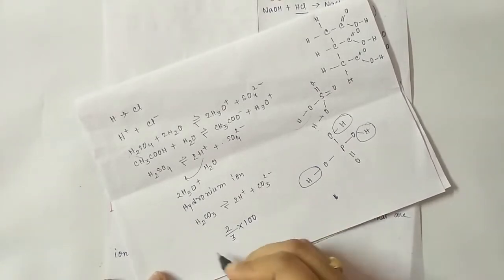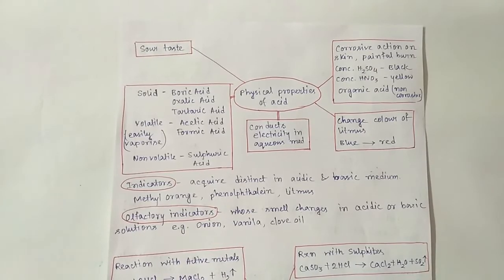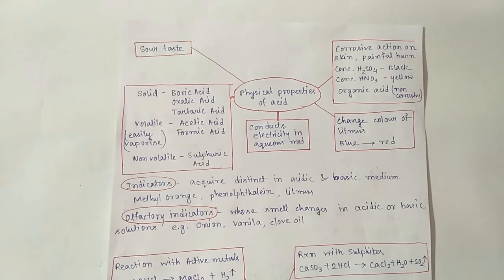will be your degree of ionization alpha. Now I have used this example just to make you understand, but this is not a real value. We will use degree of ionization in another case, we will study them later. Now learn some properties of acid. So first come the physical properties of acid.